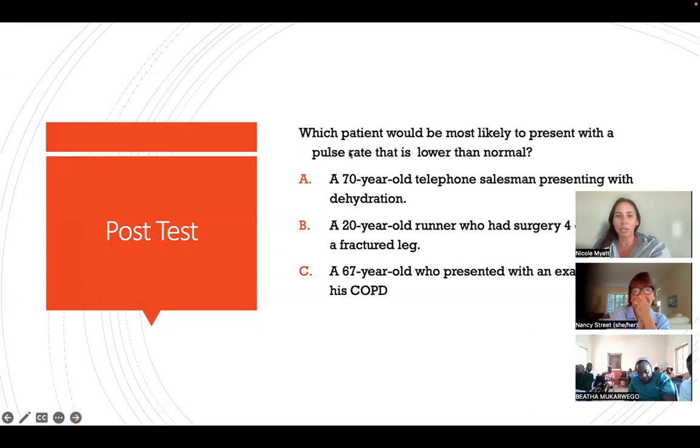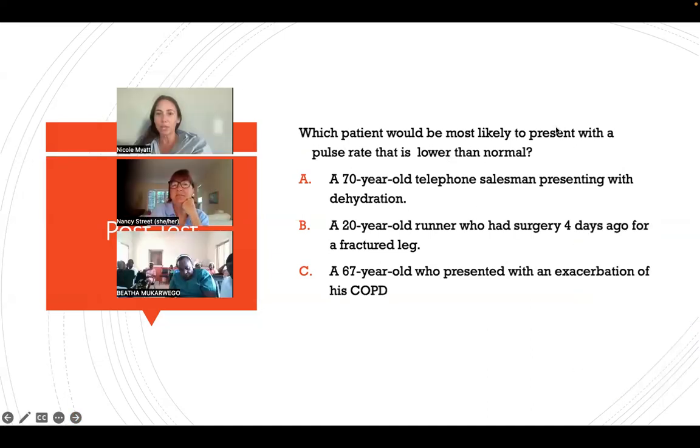Okay. Which patient would be most likely to present with a pulse rate that is lower than normal? A 70-year-old telephone salesman presenting with dehydration, a 20-year-old runner who had surgery 4 days ago for a fractured leg, a 67-year-old who presented with an exacerbation of COPD. So who would be more at risk for bradycardia, a lower heart rate?